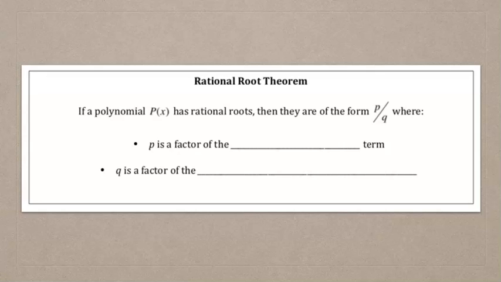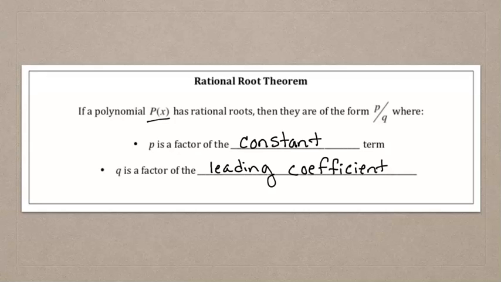All right, so if I have a polynomial that has rational roots, then we say they're in the form p divided by q, where p is some factor of the constant term and q is a factor of the leading coefficient. So you're always remembering constant term over leading coefficient.